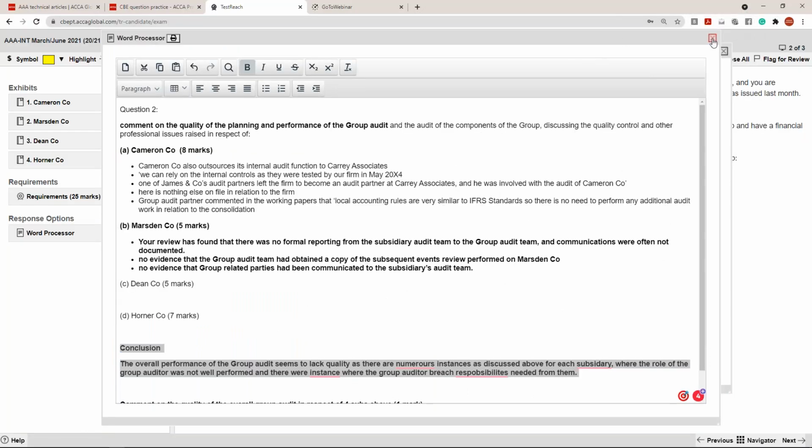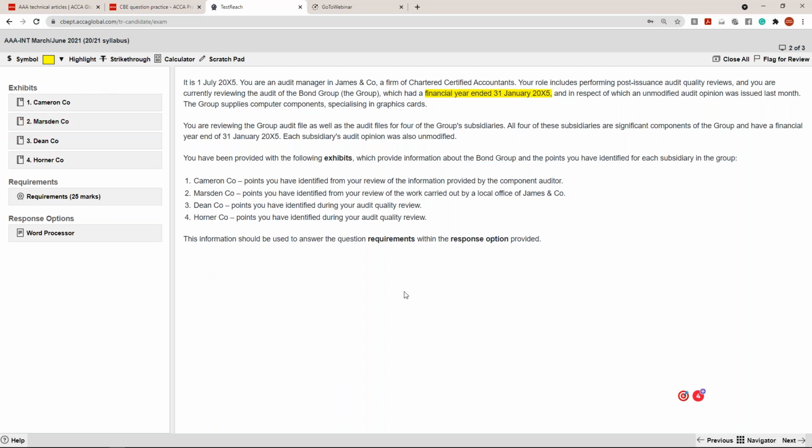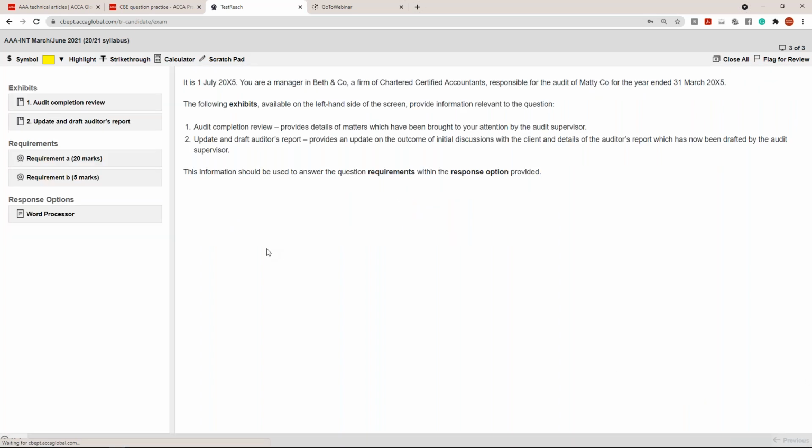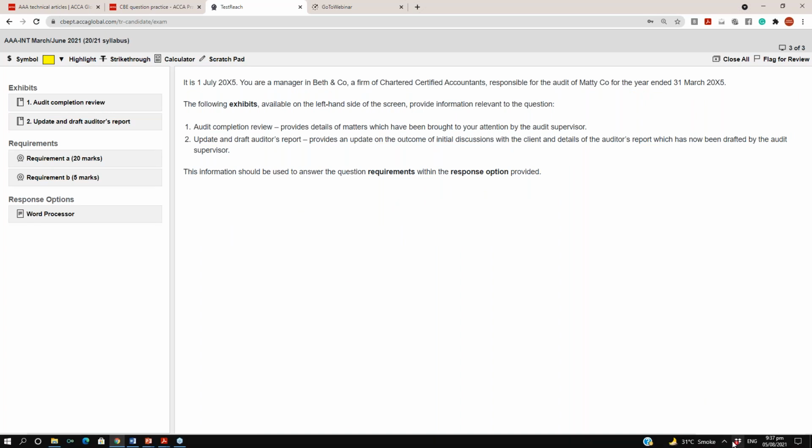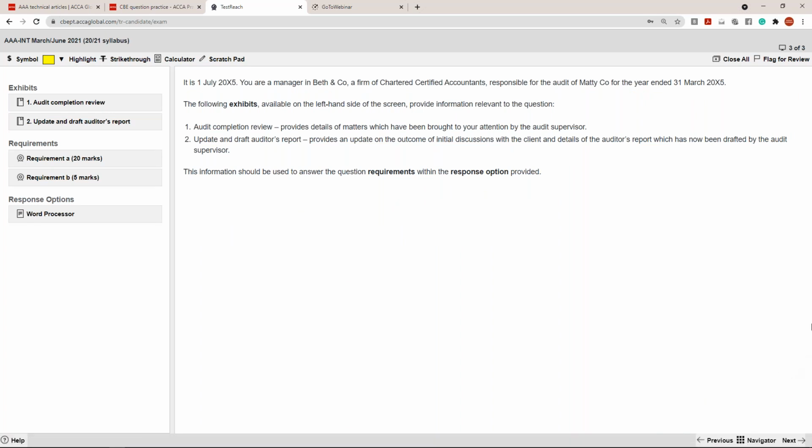I hope you can all see the practice platform in front. Let's move from question 2 to question 3. I hope you can all see question 3 now in front of your screen, right? Can you confirm that? You can see question 3 in front of your screen? Okay, now just be very watchful. I'm reading the right-hand side of the screen.